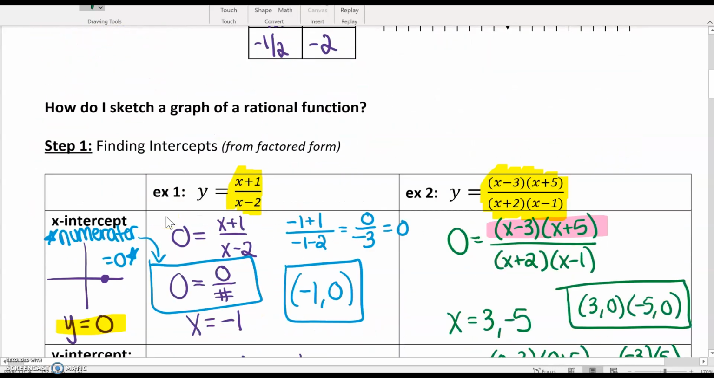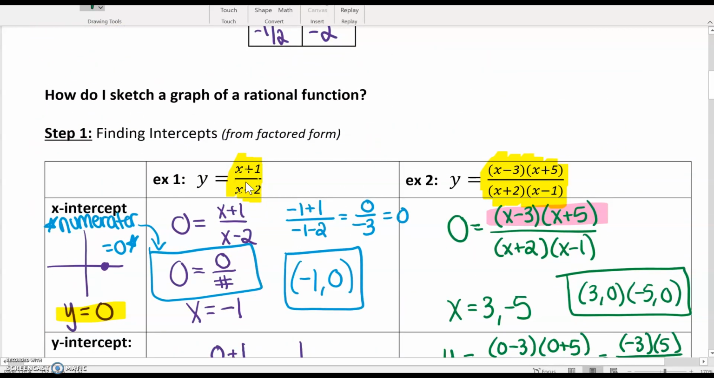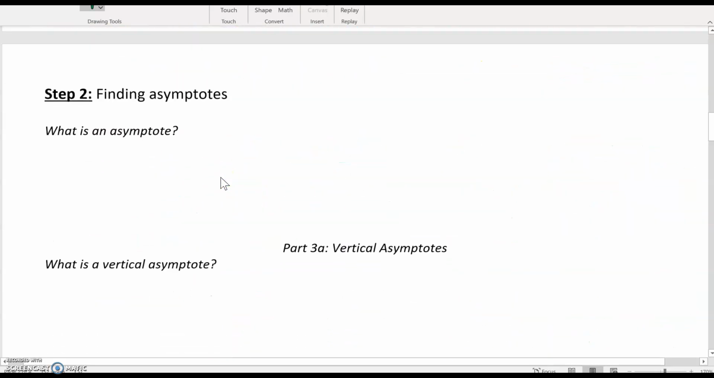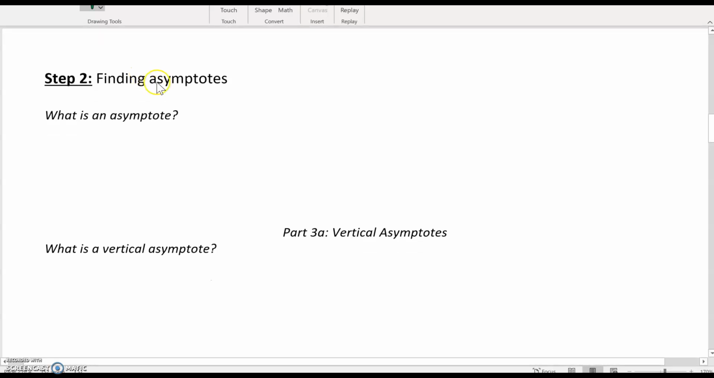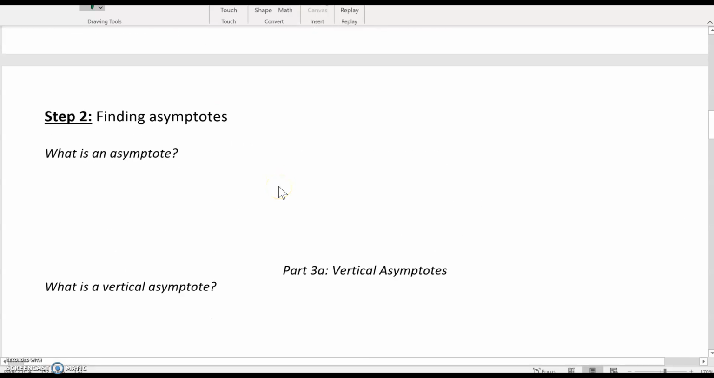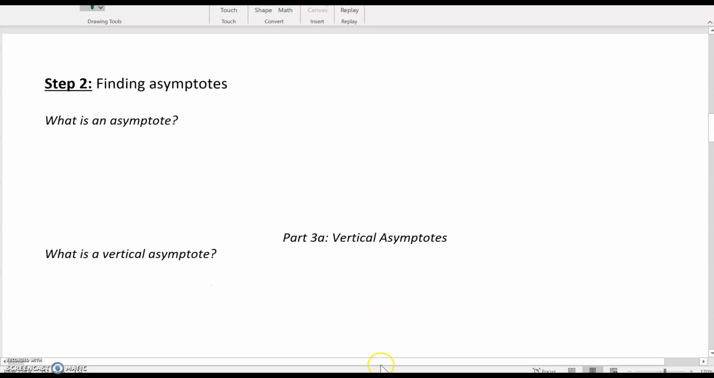Okay, we remembered how to find x and y intercepts of different rational functions. So here were two examples we went through. The last thing we need to learn about to be able to get a sketch of the graph is something called asymptotes. That's what this strange looking word here is. It's an asymptote. So first, what is an asymptote? And then there are two kinds of asymptotes. There are vertical ones and horizontal ones, and that's what we'll talk about in this video.